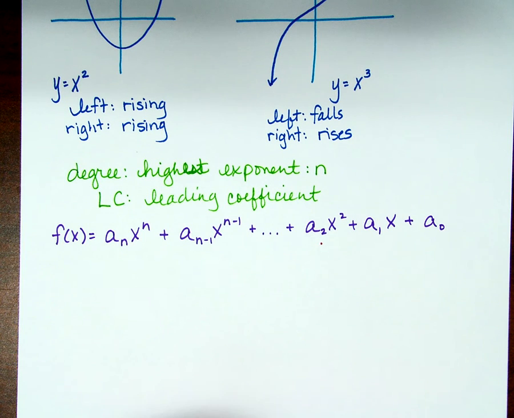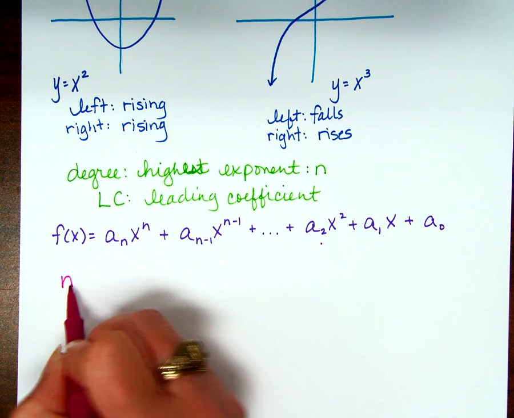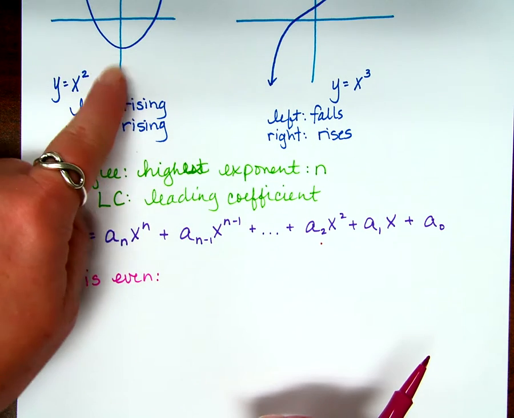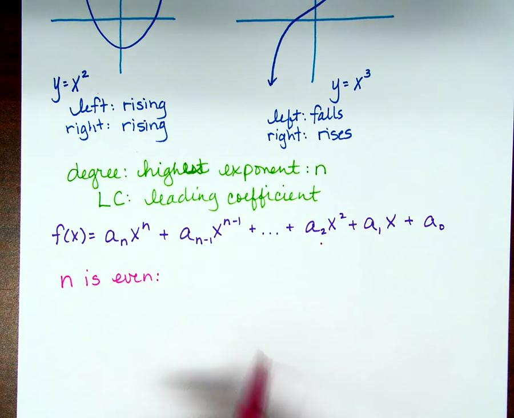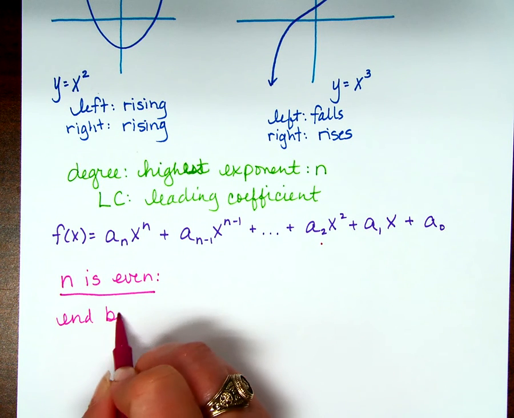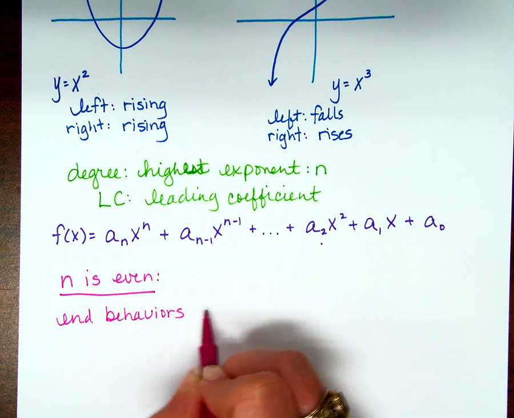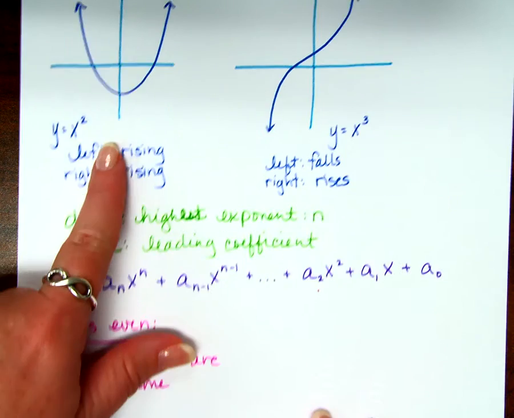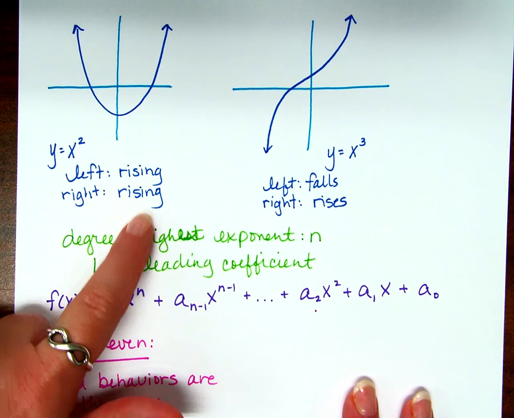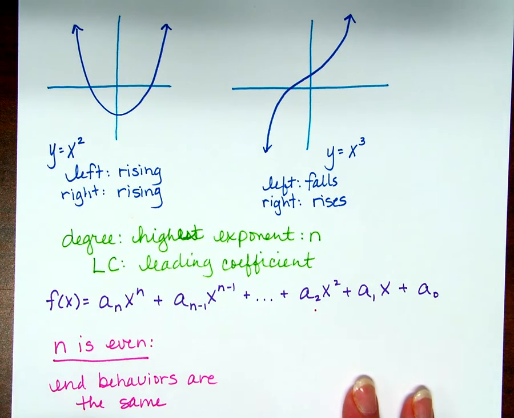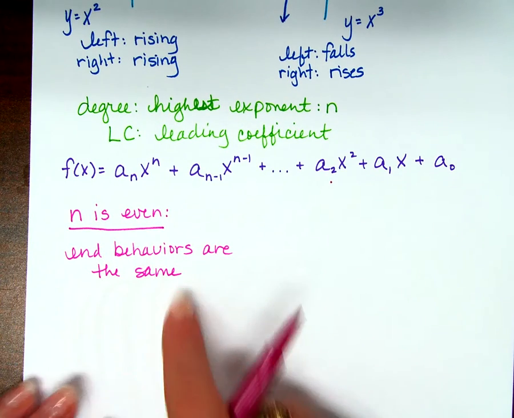So here's what I need you to know. These are the characteristics if n is even. So just like this graph up here, okay? First of all, I want you to know that the end behaviors are the same. Isn't that true on this one? In this case, they're both rising, right? What if one of them was falling? Then the other one would be falling, wouldn't it? Like if this got reflected across an axis or something? The x-axis. So the end behaviors are going to be the same.